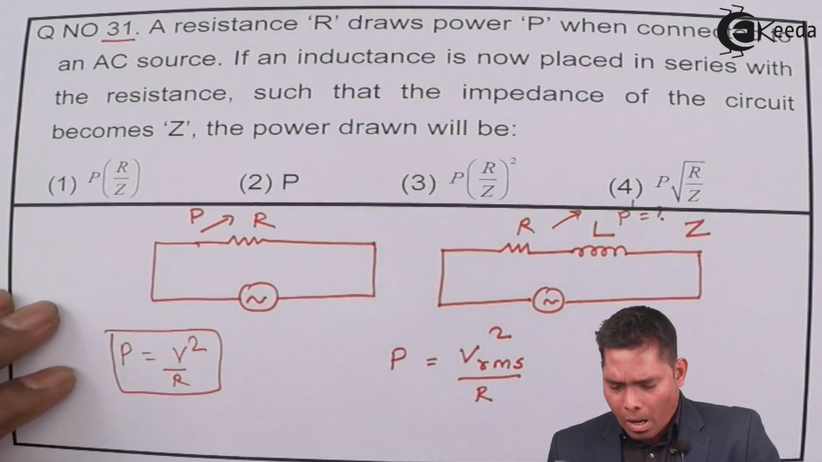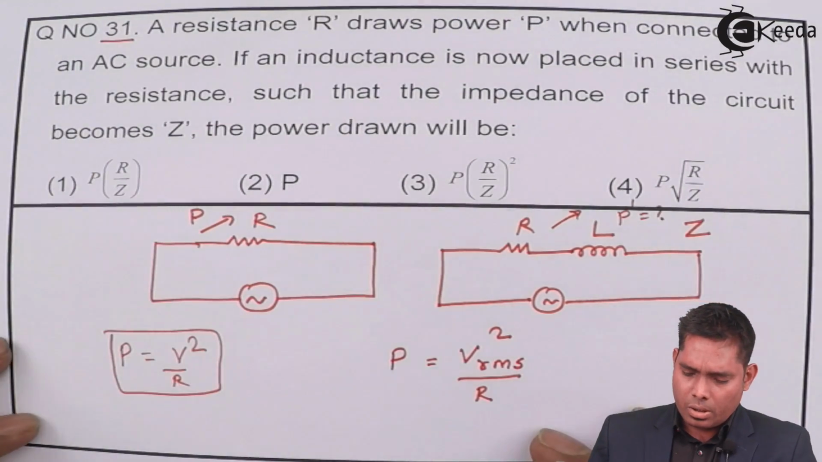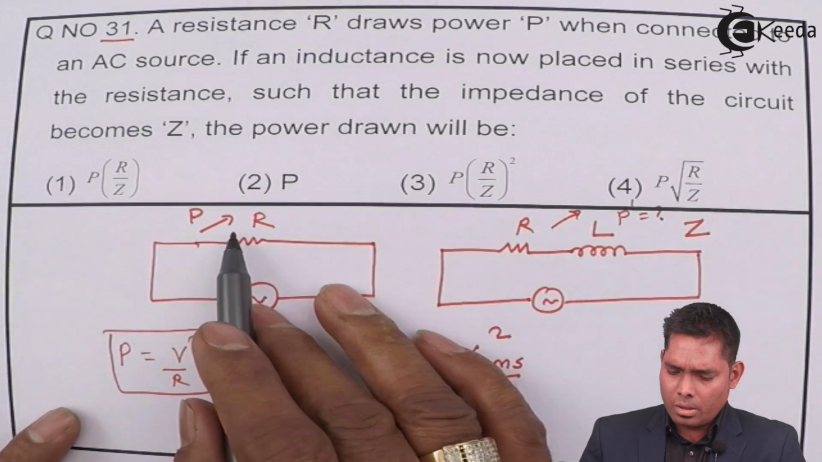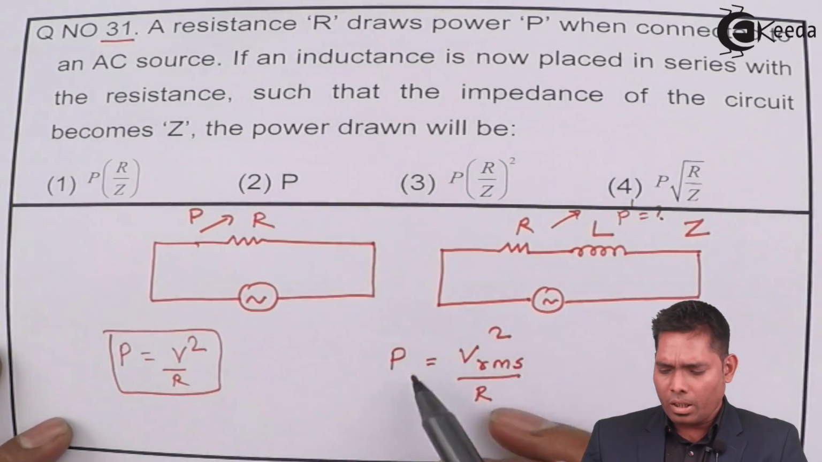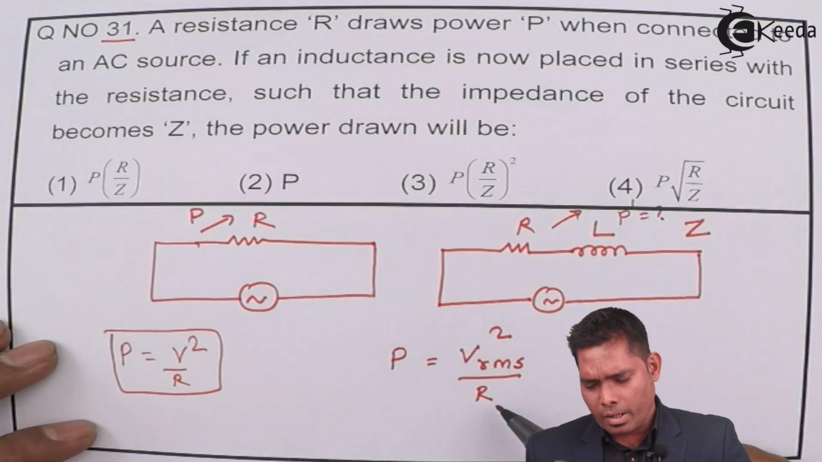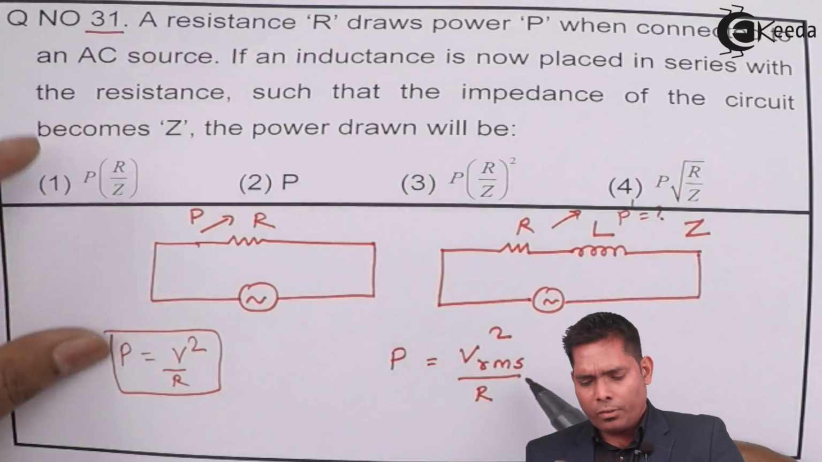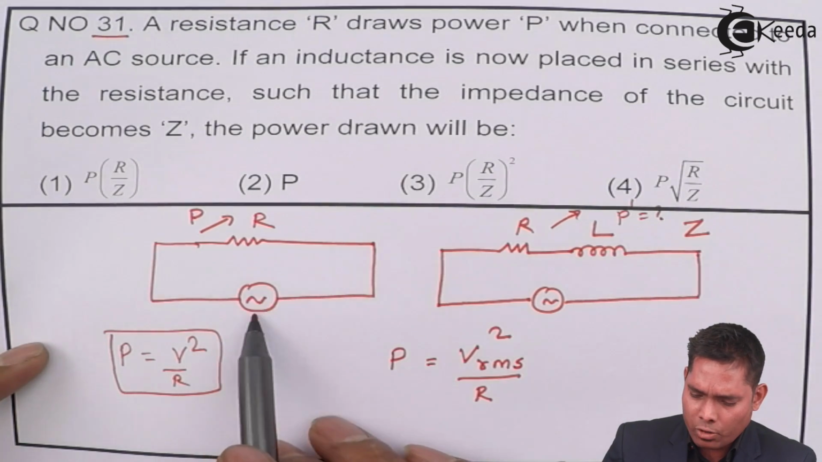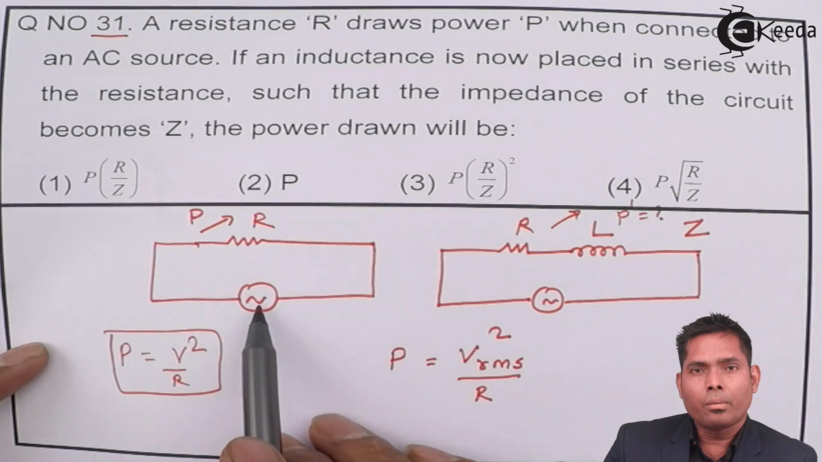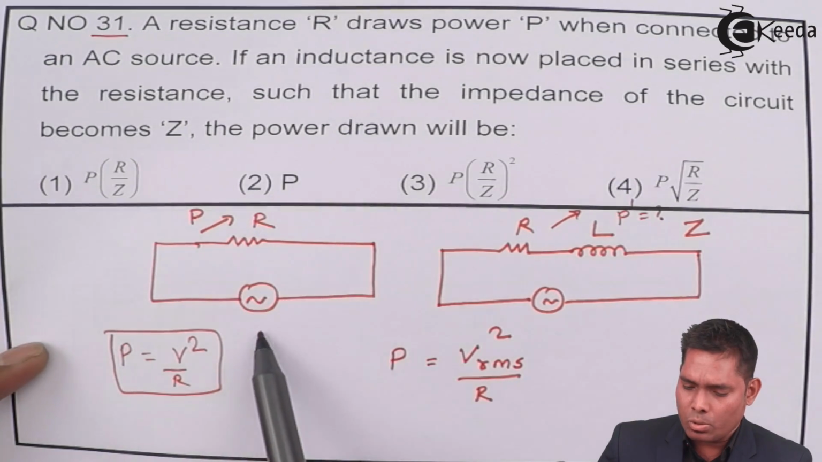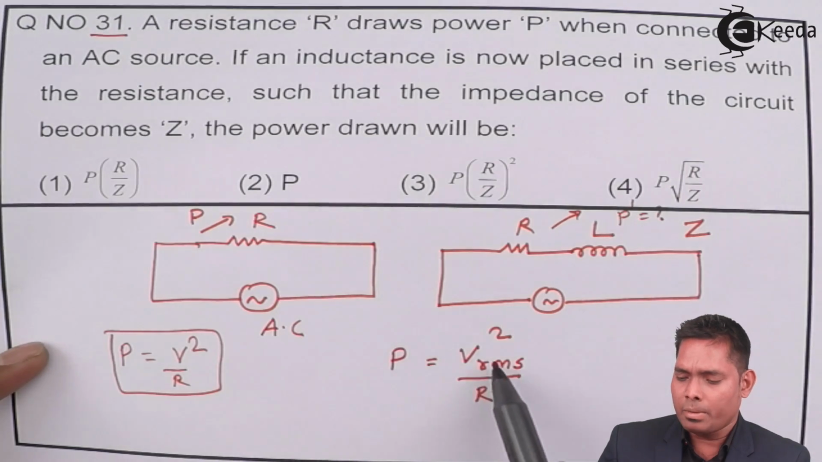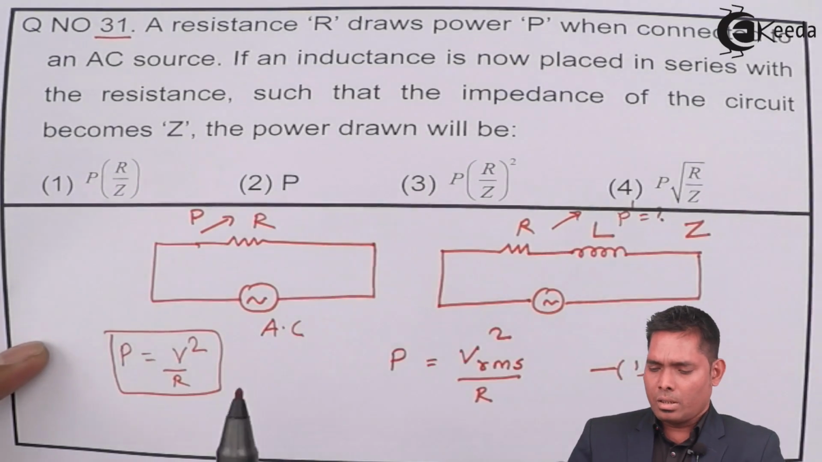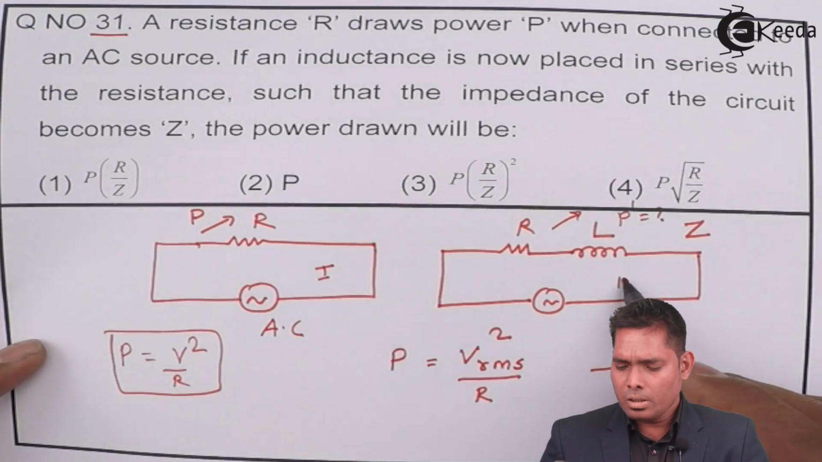The average power consumed in this type of circuit, because it is a resistive circuit, is VRMS square divided by R. If this were a DC source of battery V volt, then it would have been V square by R, but because it is an AC source, it is VRMS square by R. So this is the first situation, situation 1. This is the second situation.